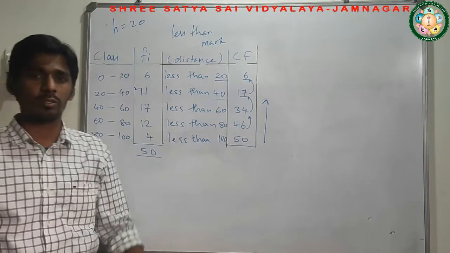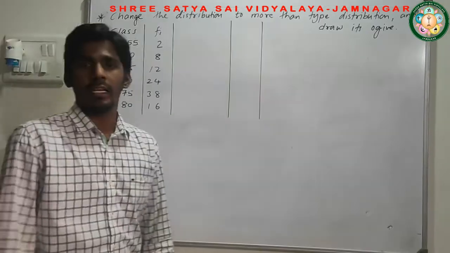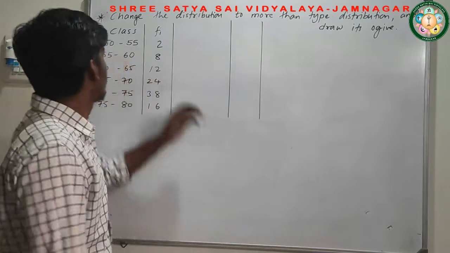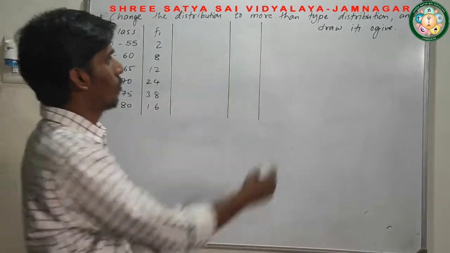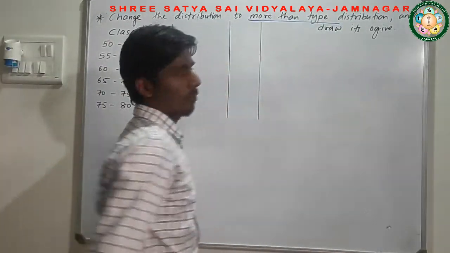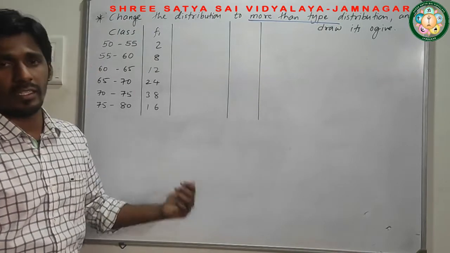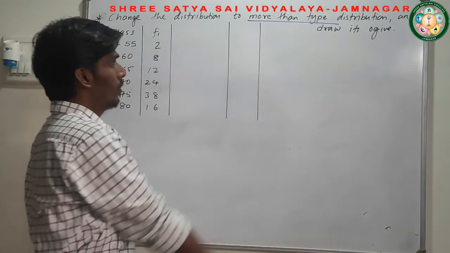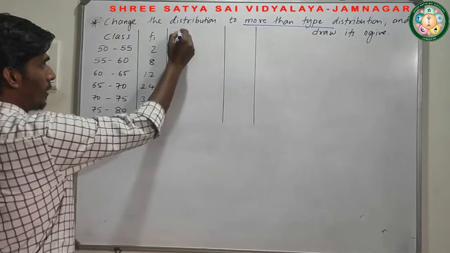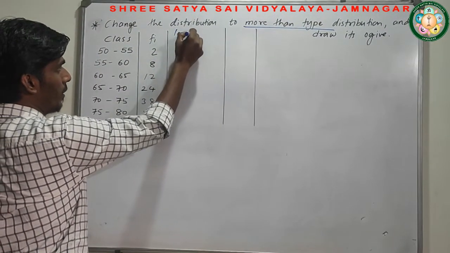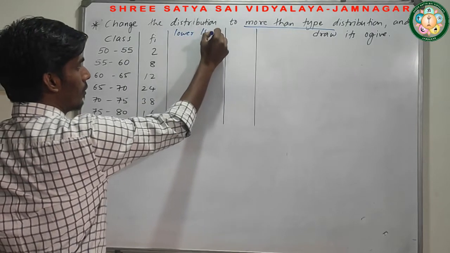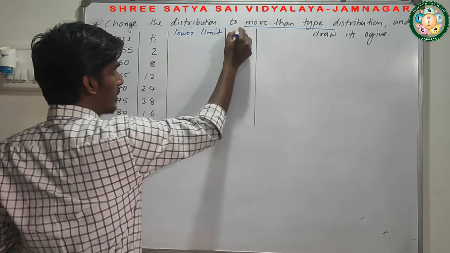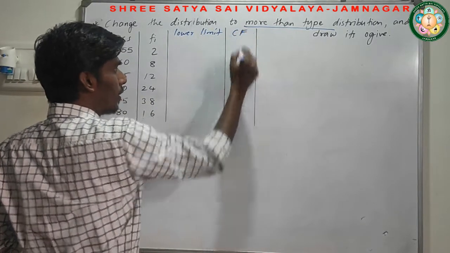This type of question is also there in our textbook. Let's solve one more example. Change the distribution to a more than type curve now. In our previous one we have done less than type. Now we are going to do more than type. For more than type, instead of upper limit, now we are going to write lower limit. This CV.